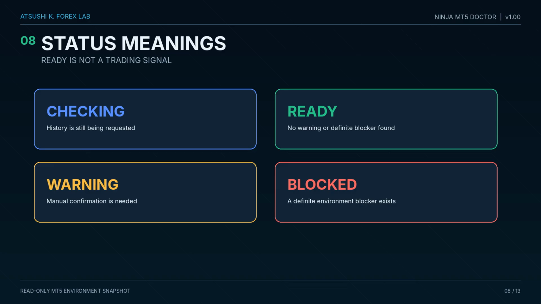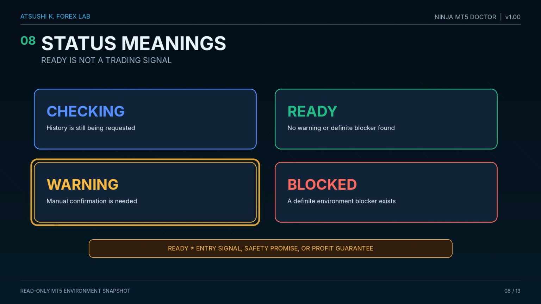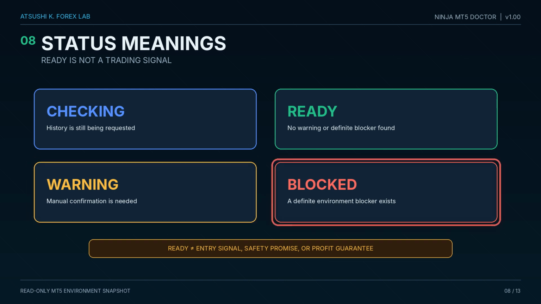Doctor uses clear overall states. Checking means selected history is still being requested. Ready means the completed snapshot found no warning and no definite environment blocker within Doctor's implemented checks. Warning means at least one condition needs manual confirmation, although trading may still be possible. Blocked means Doctor detected a definite environmental blocker. Ready is not a trading signal, a safety promise, a profit guarantee, or proof of another EA's private logic.